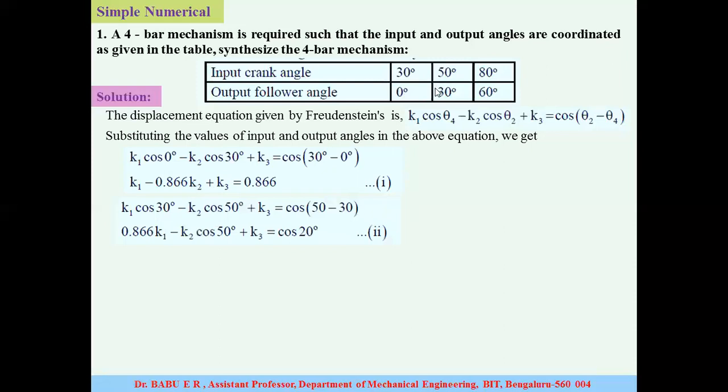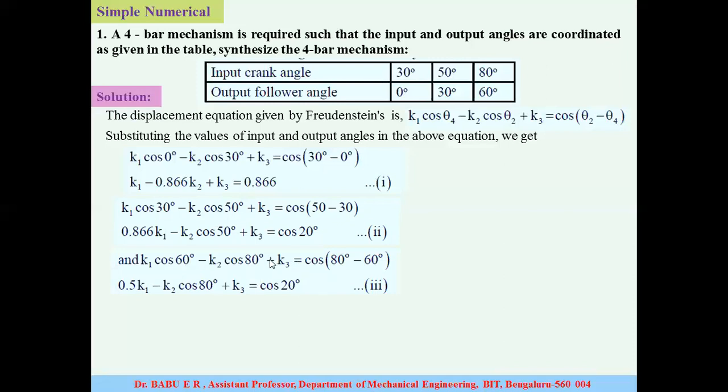Again substitute the second position, that is 50 degree and 30 degree. When you simplify it, we get 0.866 times k1 minus k2 into cos 50 degree plus k3 equals cos 20 degree, called equation number 2. Similarly, substitute for the third position angles, 80 degree and 60 degree, and simplify it. You call that equation 3.